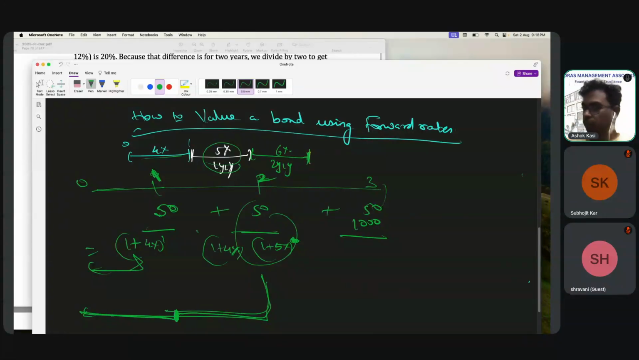This is how we should discount using forward rates. Instead of doing raise to 2 for 5, I will do first year discounting and second year discounting. Have you understood this one? Yes, sir. Similarly, for the third year, this is first year discounting, second year discounting, third year discounting.